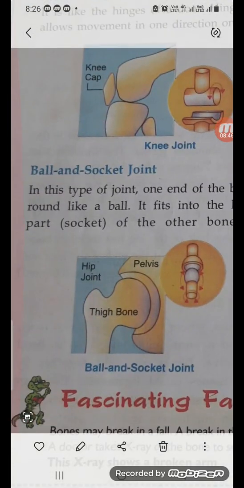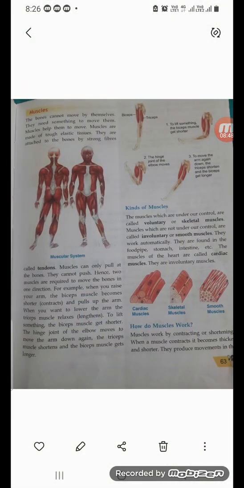Next comes, let's move on to the next page. I'm going a little bit faster, children, because the video would be otherwise too long. Then the muscles, ये जो आपको red color के दिख रहे हैं, these are the muscles.